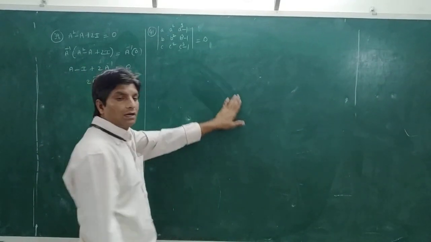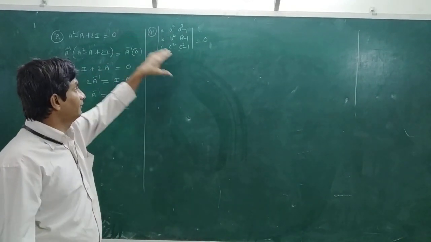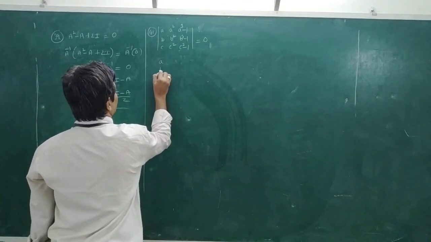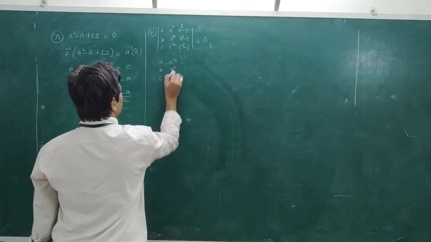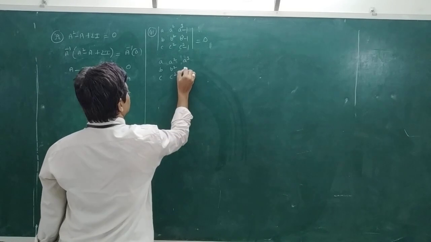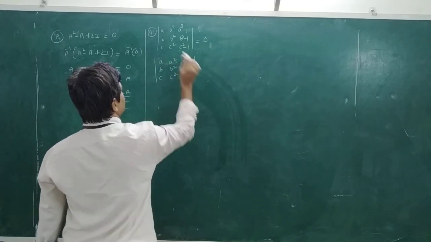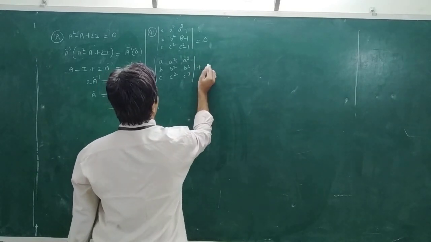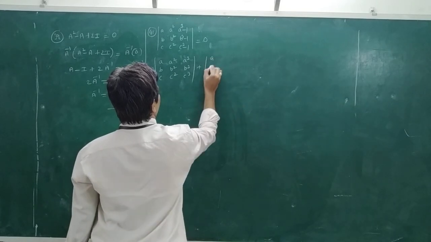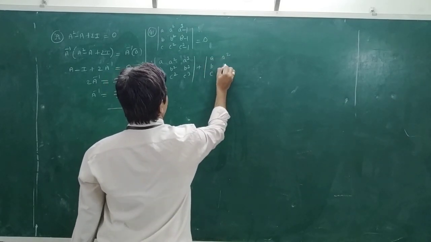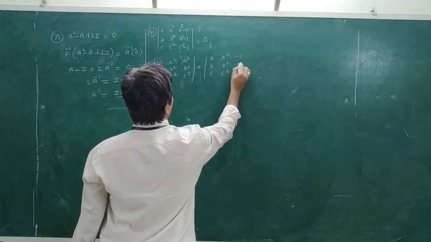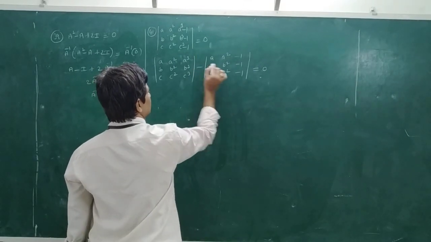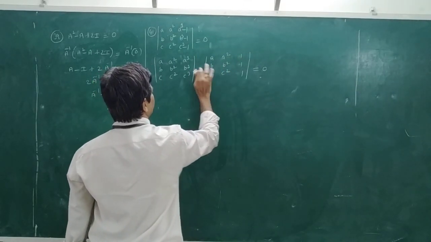Let us observe the third column. It is a difference of two elements, so we can split this. The first determinant has columns A, B, C; A square, B square, C square; and A cube, B cube, C cube. The second determinant, with a minus sign, has columns A, B, C; A square, B square, C square; and 1, 1, 1, equal to 0. You can take the minus 1 out, so this is the determinant with a minus sign.